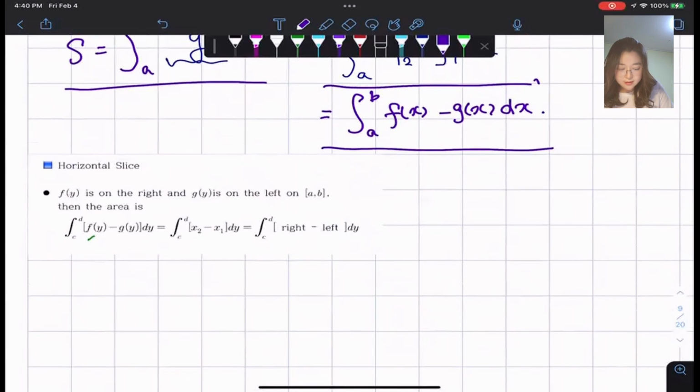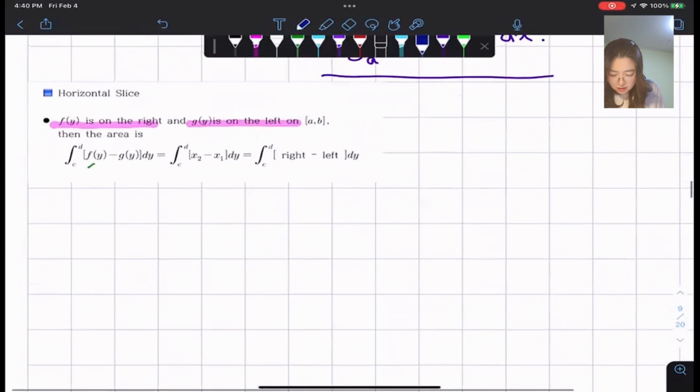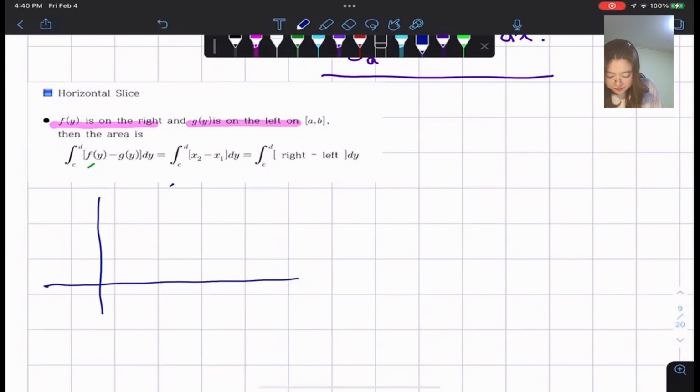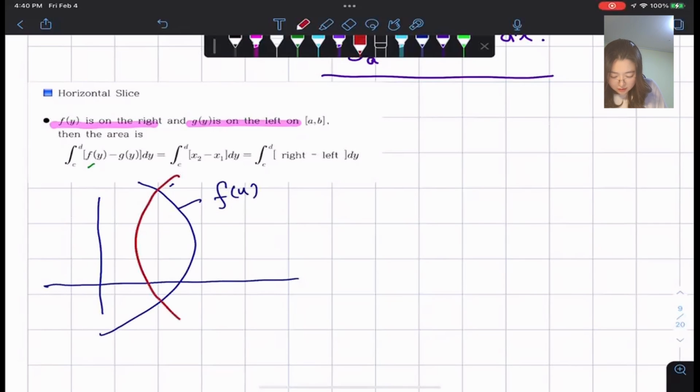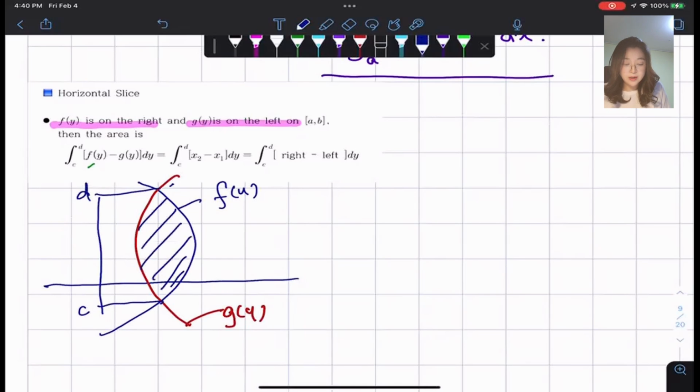Look at the horizontal slice. Yeah, look at the assumption. f(y) is on the right, g(y) is on the left. Let's access it graphically. This is f(y). This is g(y). Okay, the range is c, d. I want to find the enclosed area.